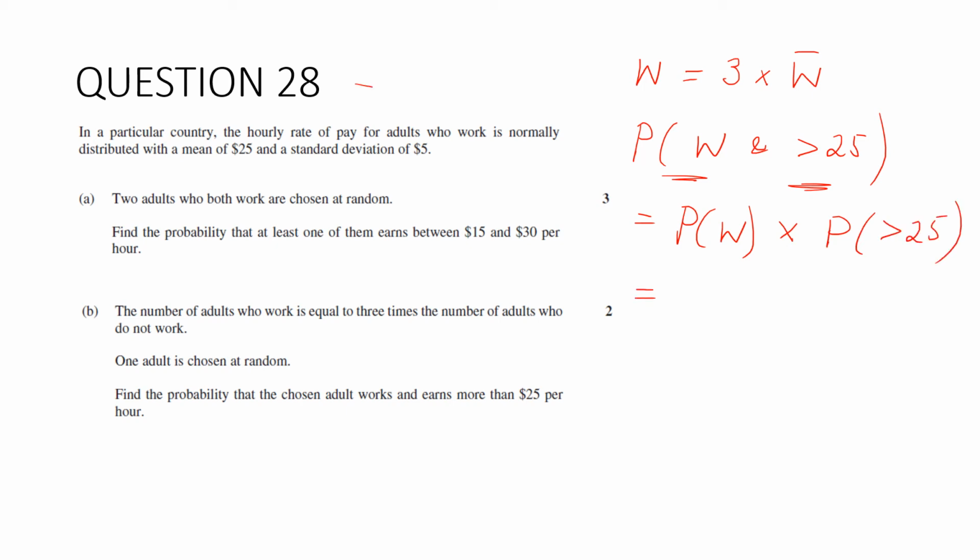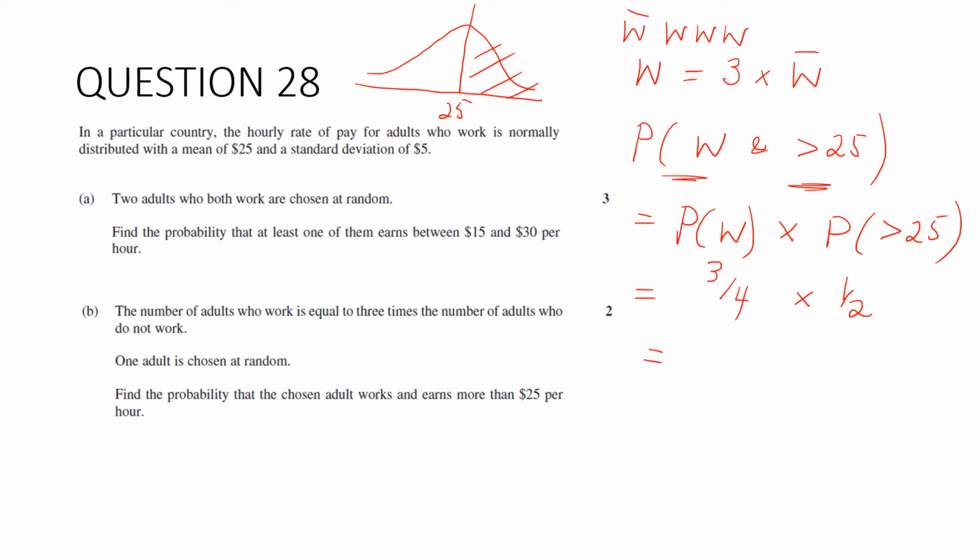Now remember, from our normal distribution that we drew on the previous question, we had a mean of 25, and so the probability that they earn greater than $25 is just a half. So we just need to find the probability that the chosen adult works and then multiply it by half. So for every person who doesn't work, 3 people work. So the probability that the chosen adult works is 3/4. And 3/4 times a half is 3/8.